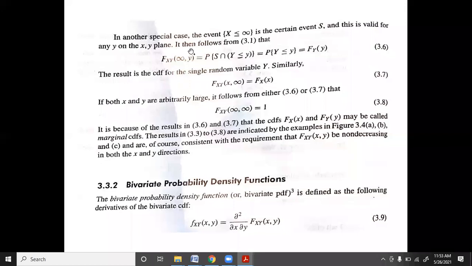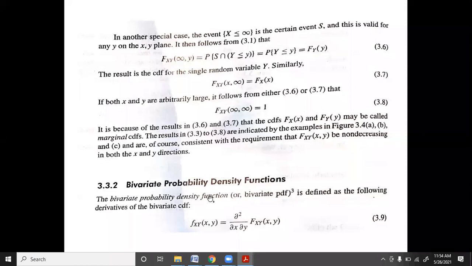If only one side is a definite or certain event, then only the other component will come out. That means if x is infinity, x will go and only the other component will come out. Similarly, if y is infinity, y will vanish from here, and we will have F_X of x. If both are infinity, then the probability will be equal to 1. Okay, this is a very important thing, and that's generally known as the marginal CDF. F_X of x and F_Y of y are called the marginal CDF in the case we have one of them going to plus infinity.